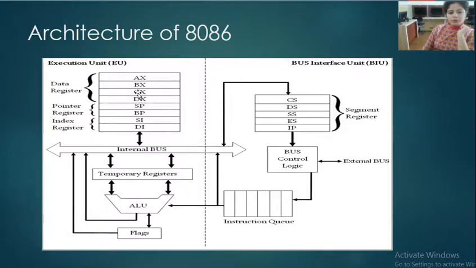In the special purpose register, there are two pointer registers, stack pointer and base pointer, whereas in the index register, there are two registers, source index and destination index. Next is flags. Temporary register is a register which is used to store temporary data. Internal bus provides connectivity between EU and BIU.